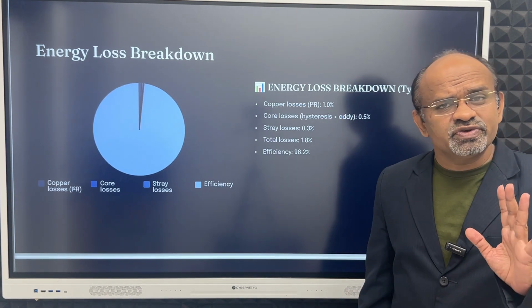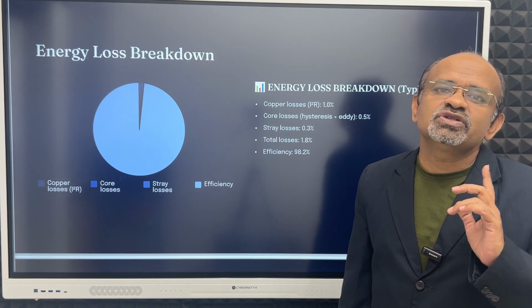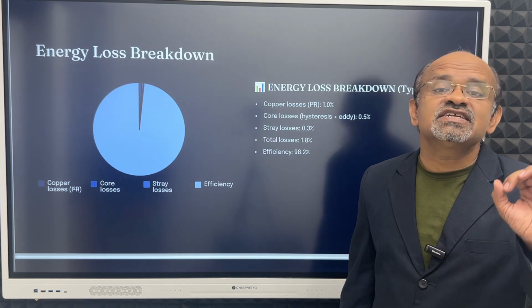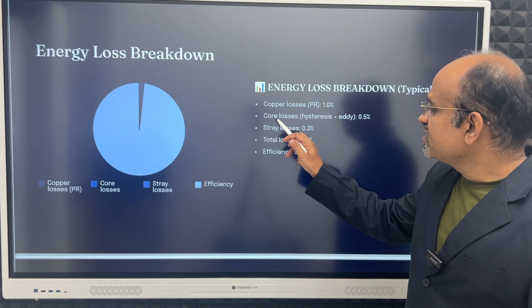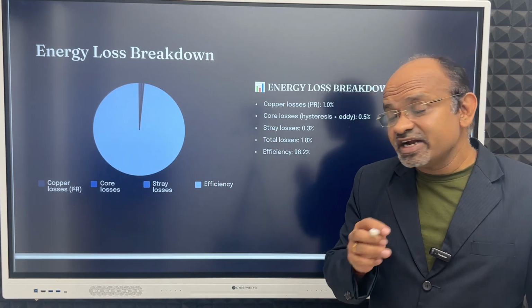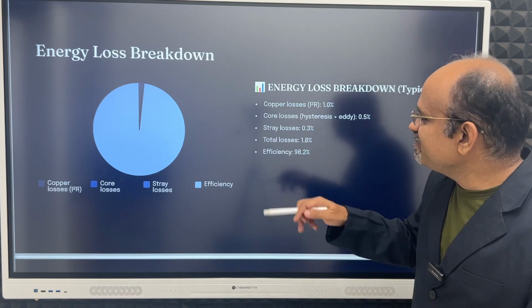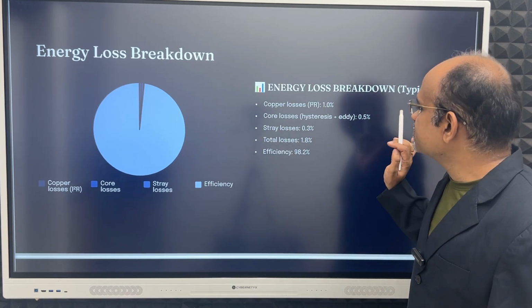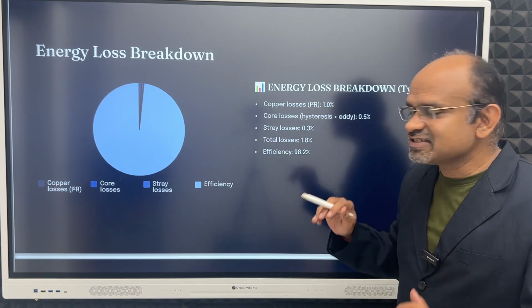I square R losses we have seen. I is the current flowing through the winding and R is the resistance of the winding. It is squared. That is why we are bringing down the current to transfer it, because I should be lesser. Again, I am telling you. Then core losses, hysteresis plus eddy. I told you both the losses in the last lecture.